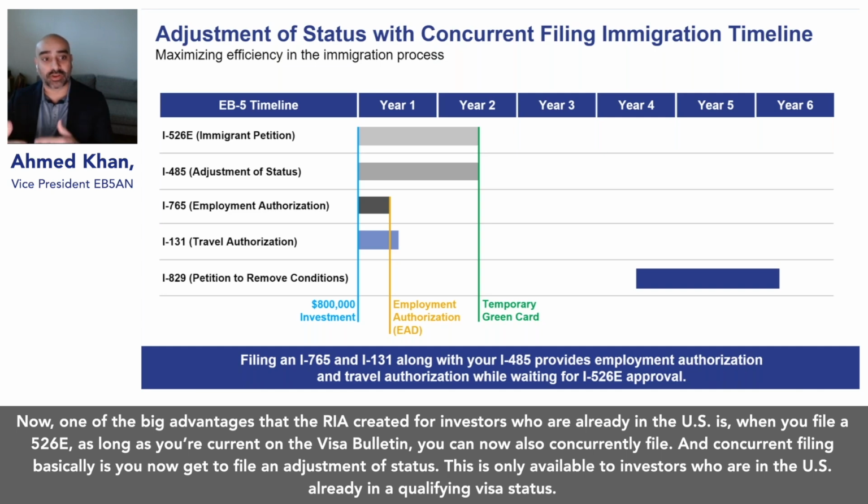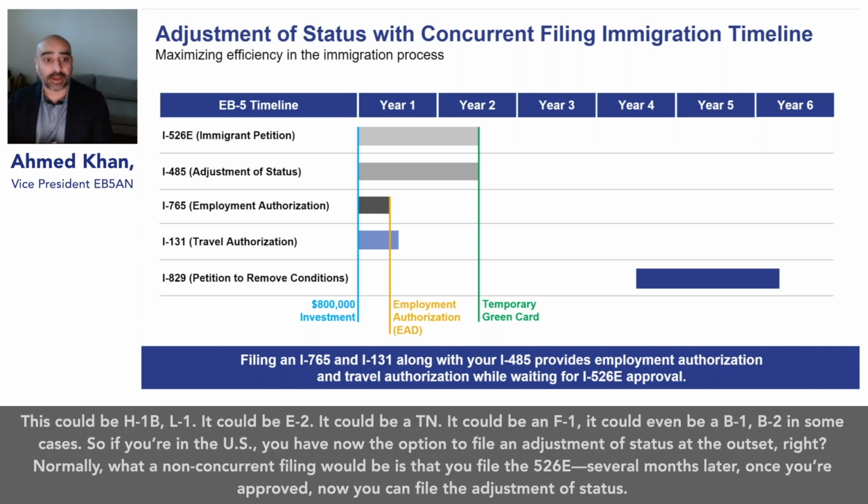Okay. Now, one of the big advantages that the RIA created for investors who are already in the US is when you file a 526E, as long as you're current on the visa bulletin, you can now also concurrently file. And concurrent filing basically is you now get to file an adjustment of status. This is only available to investors who are in the US already in a qualifying visa status. This could be H-1B, L-1, it could be E-2, it could be a TN, it could be an F-1, it could even be a B-1, B-2 in some cases.